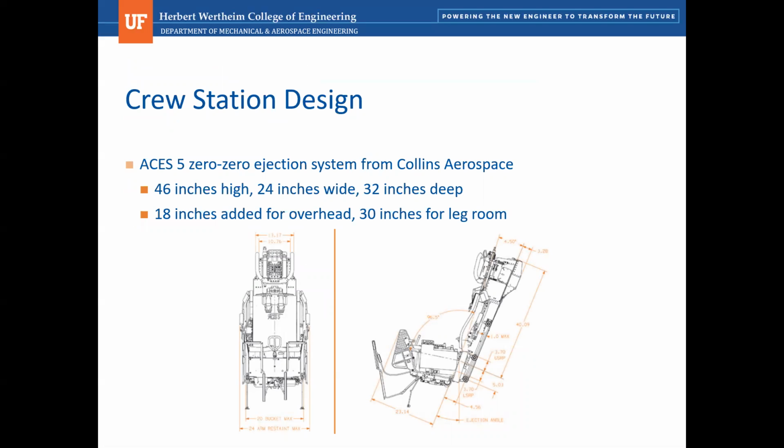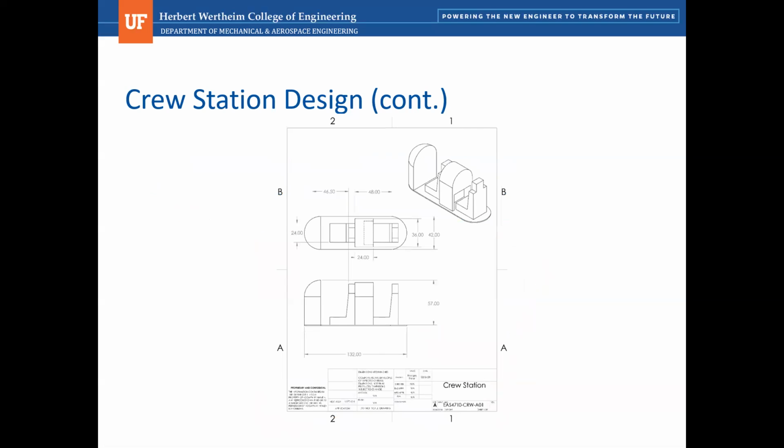The crew station. For the crew station, we had to look at what type of seats we had to put in our aircraft. We chose the EAS4710 ejection system from Collins Aerospace. The dimensions in a picture can be seen here below, but the dimensions are 46 inches in height, 24 inches in width, 32 inches in depth. And we decided to add 18 inches overhead and 30 inches underneath for the legroom for the pilots for comfortability.